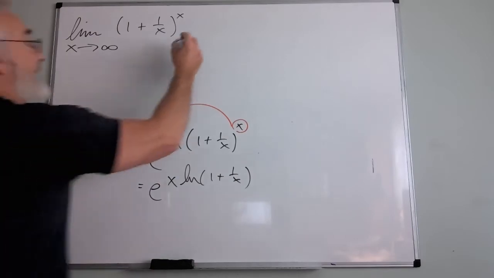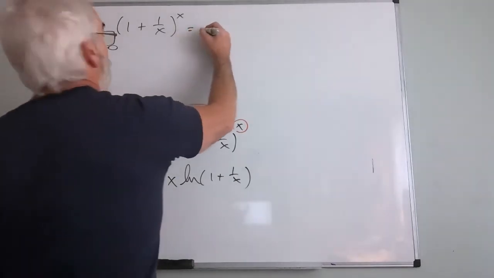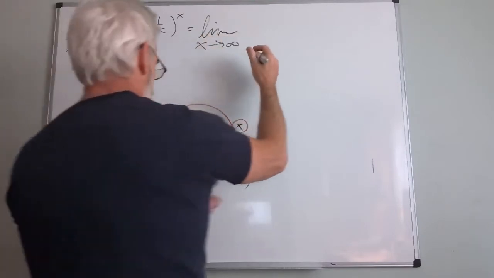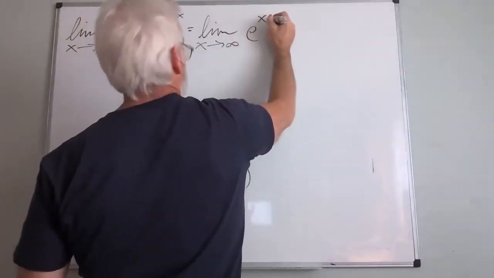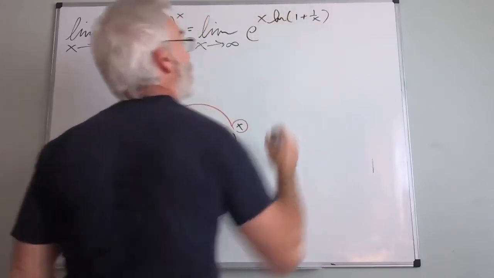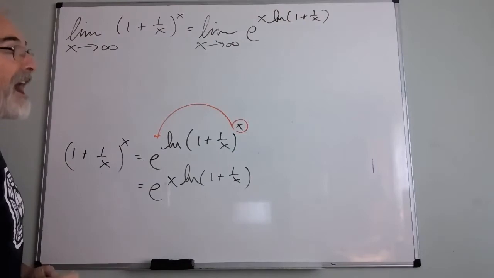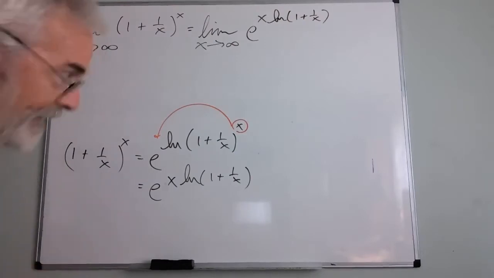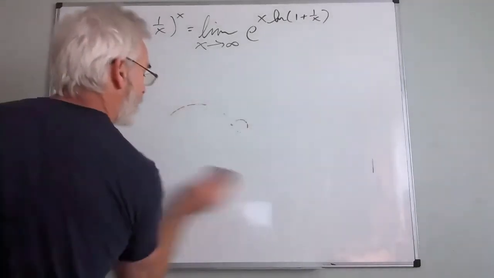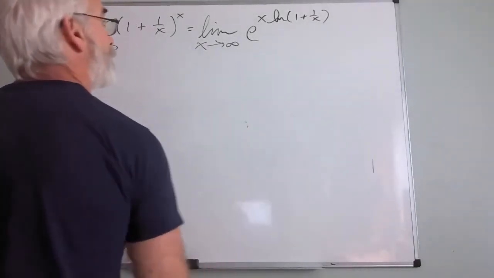So this is equal to the limit as x goes to infinity of this quantity right here, e to the x log of 1 plus 1 over x. Now there's two steps I have to do. I have to get the e outside the limit. And then secondly, I need to examine the type of indeterminate form that's going to produce.